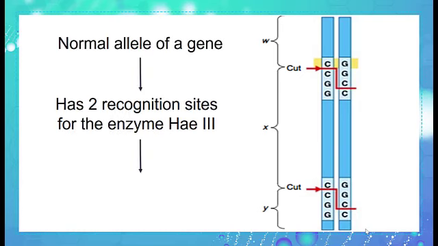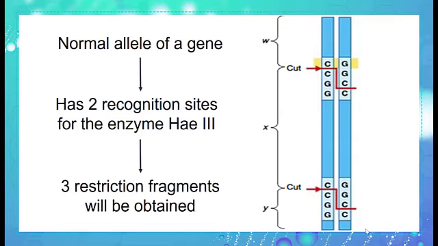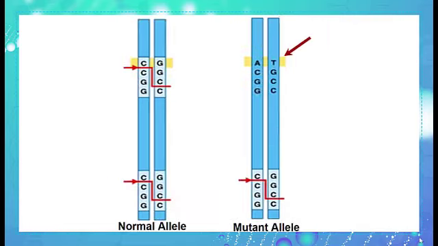Let's consider this example. Given this normal allele of a certain gene to be treated by the restriction enzyme ch3, the recognition site of this enzyme has the sequence CCGG. How many times will this enzyme cut this allele? How many restriction fragments will be obtained? You must be saying that 3 restriction fragments will be obtained since there are 2 recognition sites for this enzyme within this normal allele.